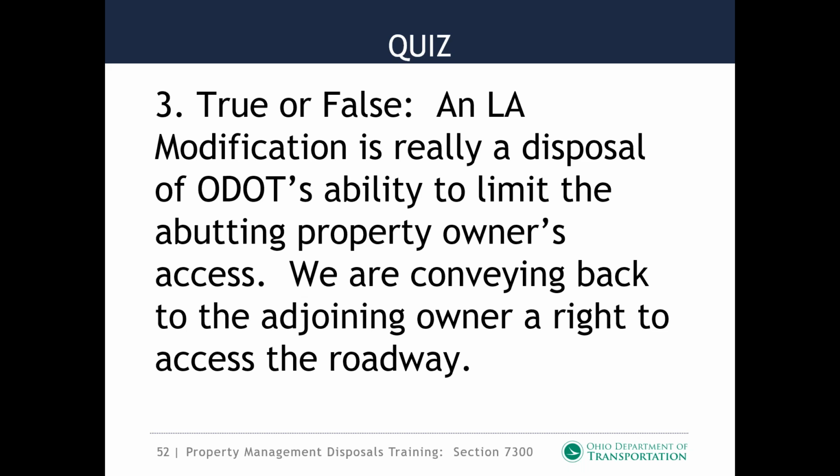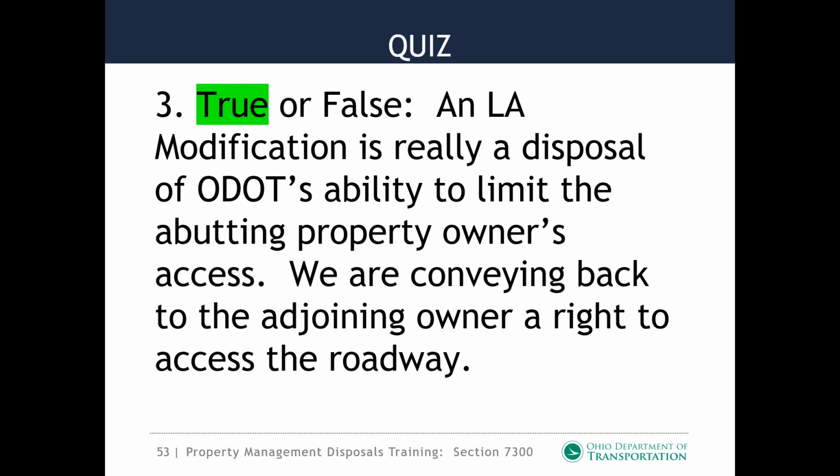Number three, true or false, a limited access modification is really a disposal of ODOT's ability to limit the abutting property owner's access. We're conveying back to the adjoining owner a right to access the roadway. They're all putting T for true. And you are correct. It is true.